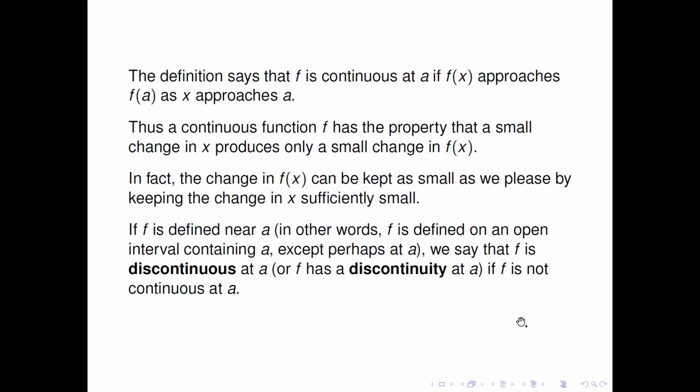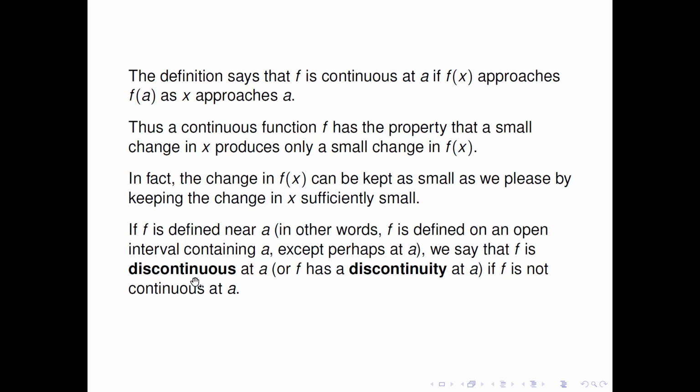if we really understand what it means for a function to be continuous at a point A, then we must understand what it means for a function to be not continuous at a point A. And when that happens, we've got a term. The term we use is discontinuous.